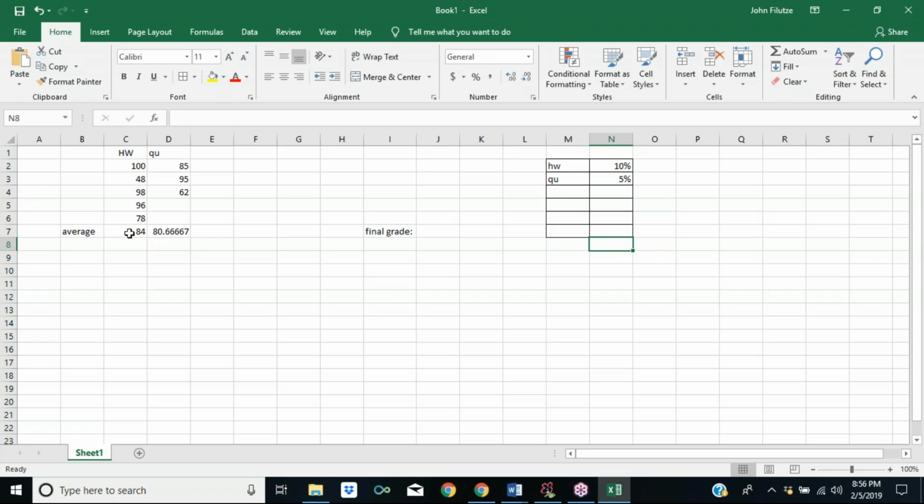And then what you're going to do is you're going to say, to calculate my final grade, I'm going to start by putting an equal sign. I'm going to take my homework times the homework percent plus the quiz percent times the quiz weight. And then keep doing that for each of the categories. And then when you're done, you'll have your formula.